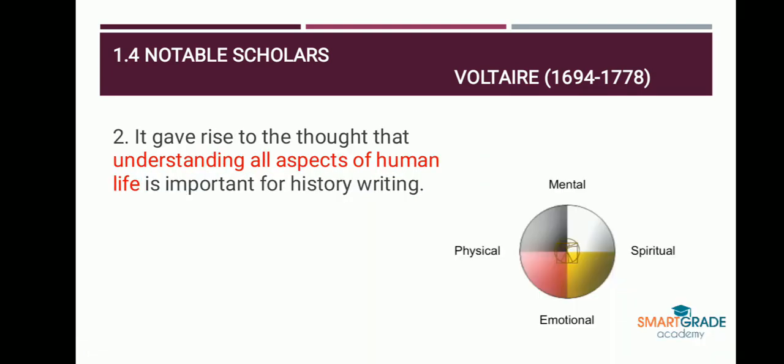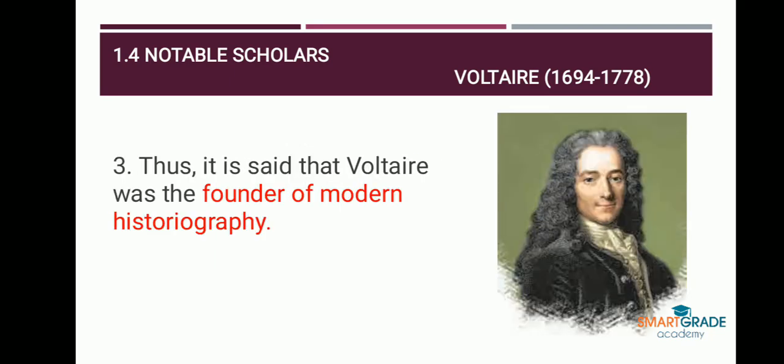One point Voltaire said was that you should understand all the aspects of human life. Human life is based on the mental state, the physical state, emotional state and spiritual state. So what kind of a mental state he is in, what kind of a physical state he is in, the kind of emotions humans have and the spiritual belongingness the human has should be referred to while writing a history. Then Voltaire is said to be the founder of modern historiography.